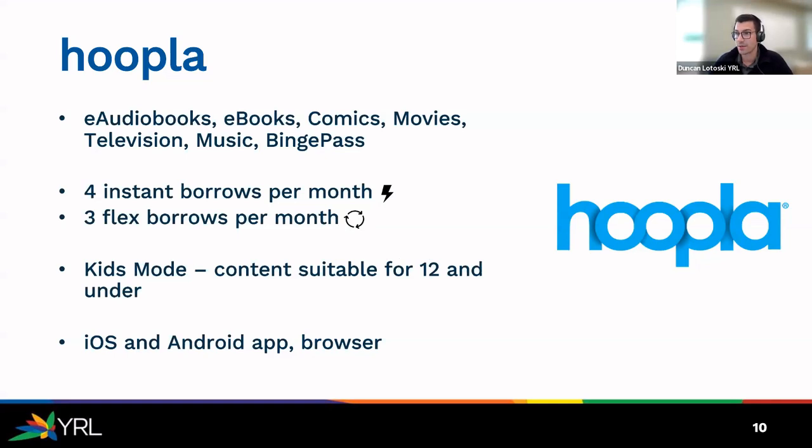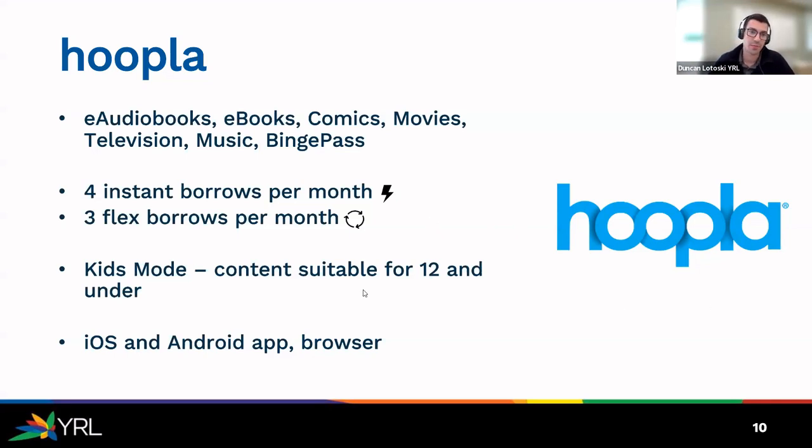Instant borrows are for the titles that are always immediately available. So those simultaneous use titles, there's no holds, there's no waiting. You see it available, you can get access to it. And the flex borrows, those are the ones that are not simultaneous use. So those are only one person at a time. And if all of those copies are out, you're going to be put on a wait list, and that actually is indicated on those titles as well. So you can see if that copy is currently out once we're in Hoopla.